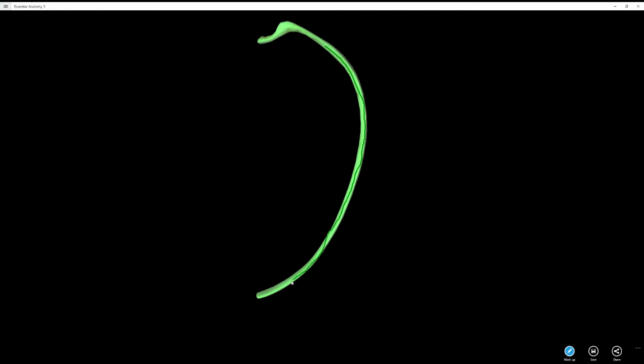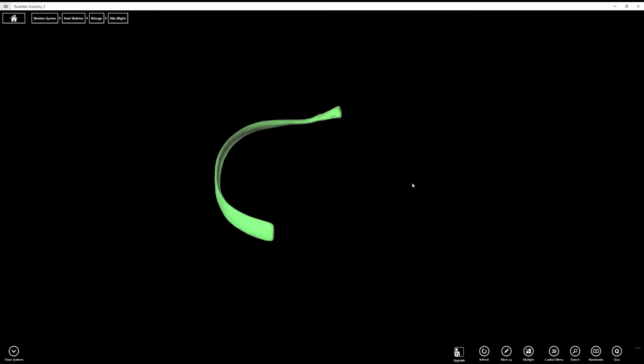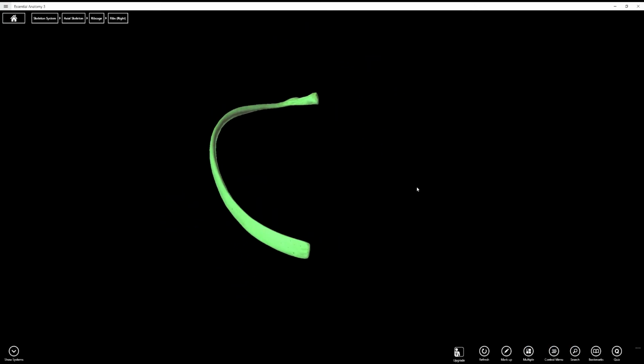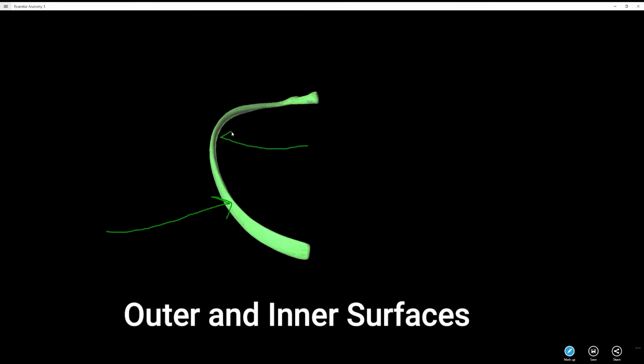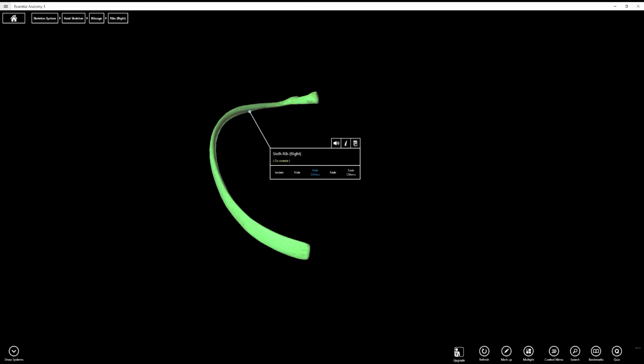It's harder than you might think to draw a line with the mouse, but that is the inferior border. And then lastly, for your typical rib, you have an inner and outer surface. So this outer surface here is the outer surface, and then the inner surface here is the inner surface. And that's it for a typical rib.